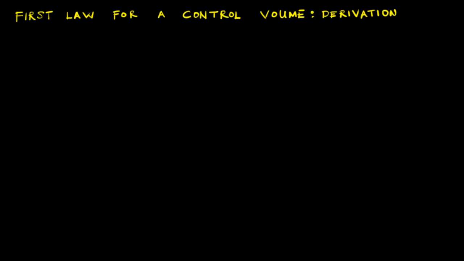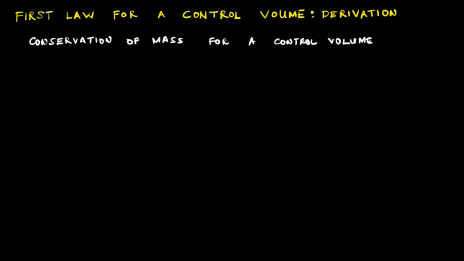Before we go into the derivation, we first begin with the principle of conservation of mass. So in the previous example of the compressor that we discussed in the last lecture, we saw that before we can apply the conservation of energy principle, that is the first law, to an open system, we must also apply the principle of conservation of mass. That means whenever we analyze an open system, we also have to take into account the conservation of mass along with the conservation of energy.